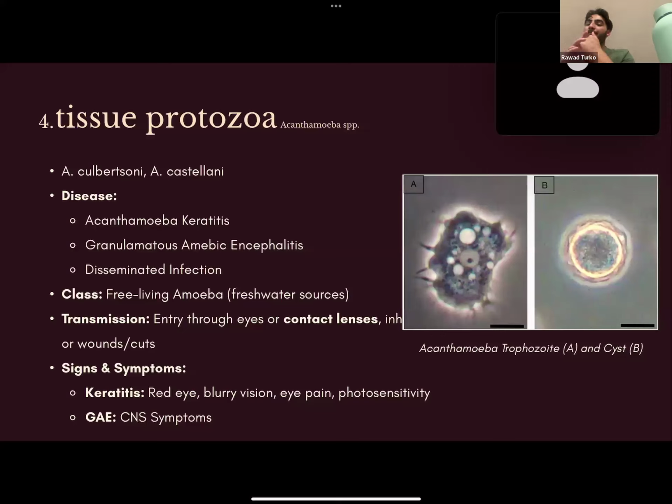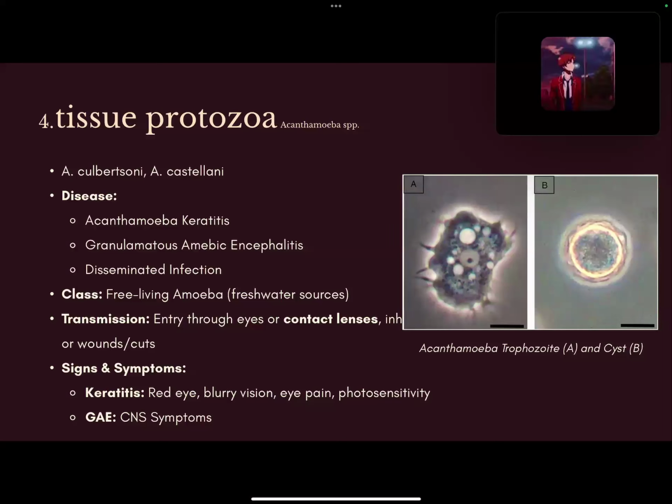Okay, now the 2 ones that I want you guys to know are the Culbertsoni and the Castellani acanthamoebas, and they can cause 3 different diseases. Okay, 3 different diseases acanthamoeba can cause, and that depends on the transmission. Okay, so first one it can cause is the keratitis. So where do you guys see, what's the population that's mostly affected by the acanthamoeba keratitis? People with contact lenses. With contact lenses, perfect.